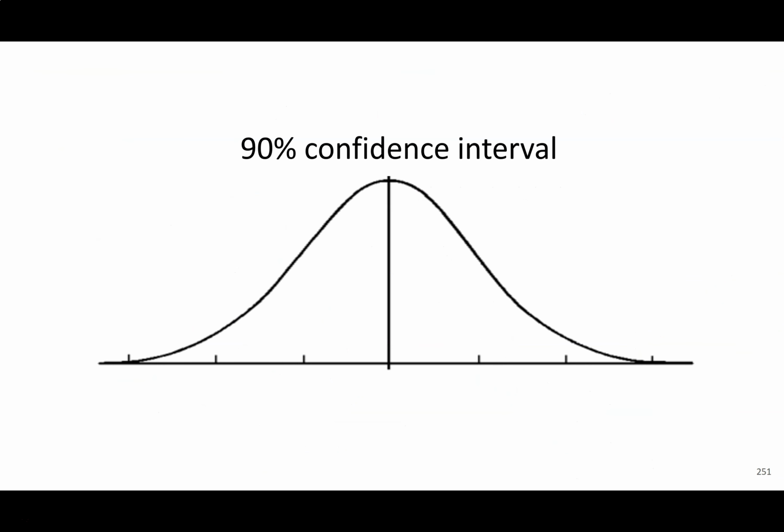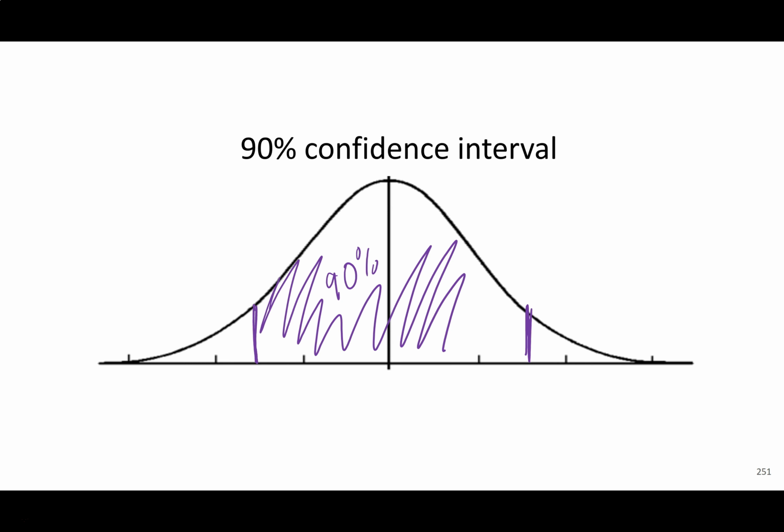I can do something similar for the 90%. So here you want the middle 90. It's going to be something like here, I'm eyeballing it. So the middle 90%, which will mean that you have 10% left over. So you've got 90 in the middle, but you've got 10% at the edges.